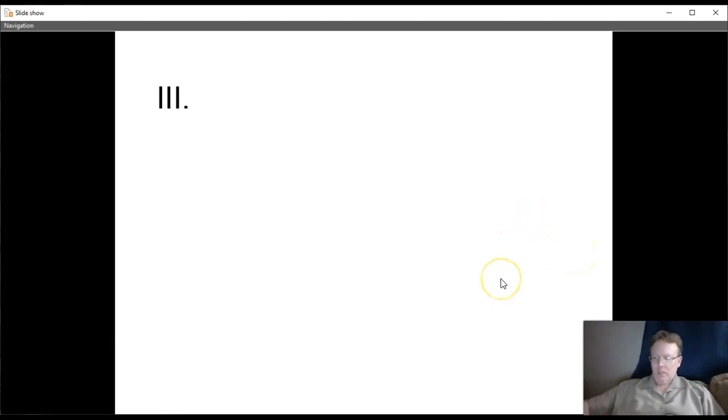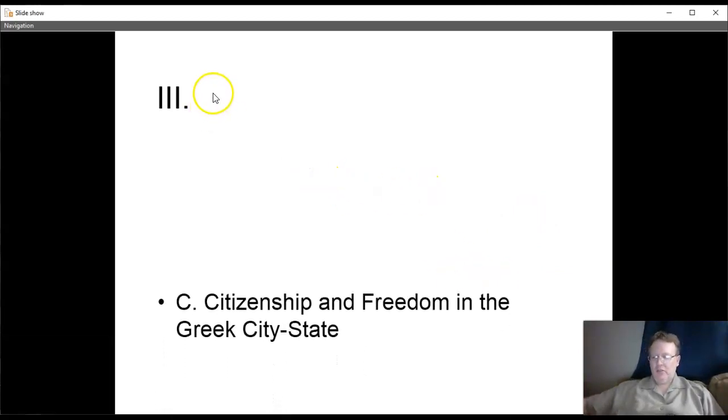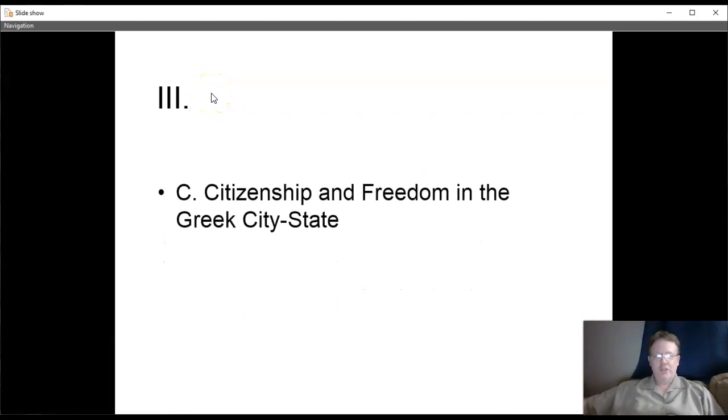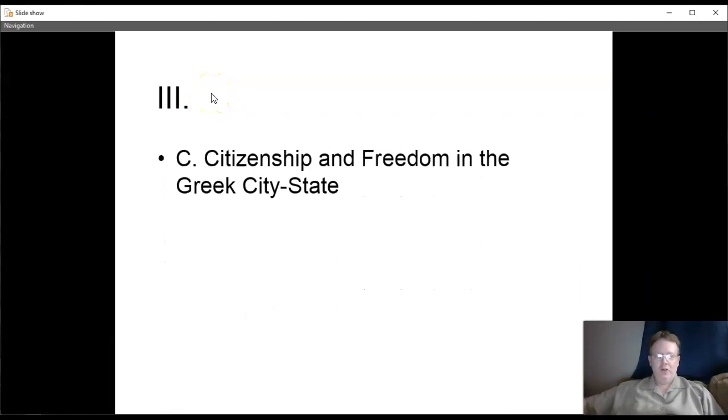All right. The Greek city-state was unique because it was based on this concept of citizenship for all free inhabitants, which generally was only 1/3 to 1/4 of the population. Because even though a lot of women were free, it didn't include women.